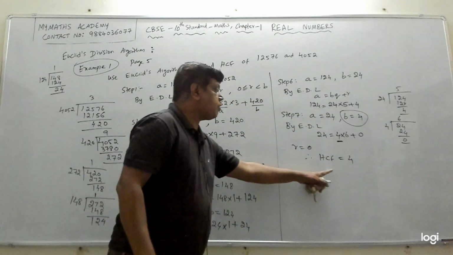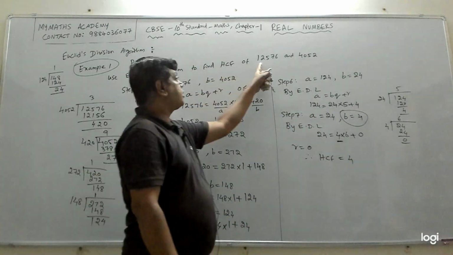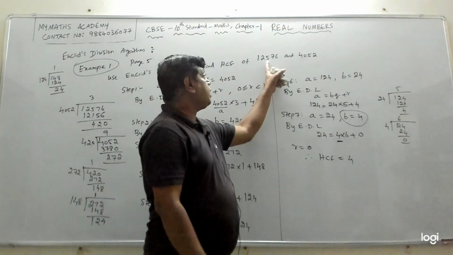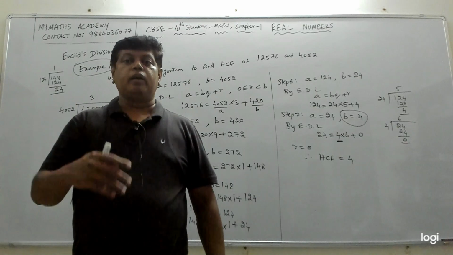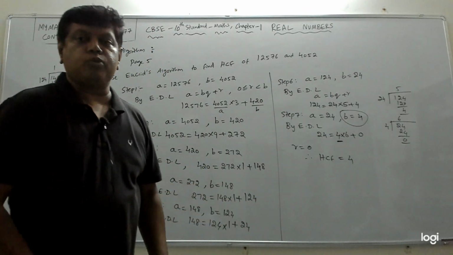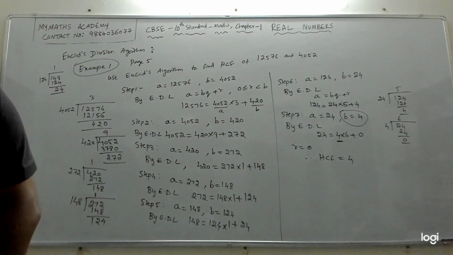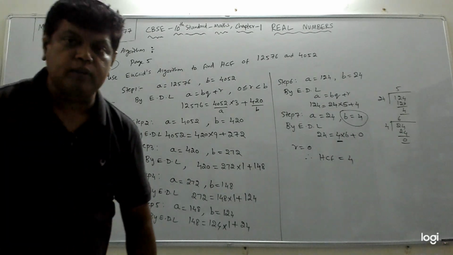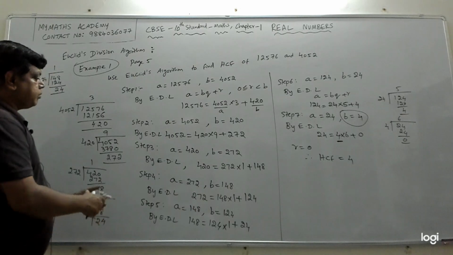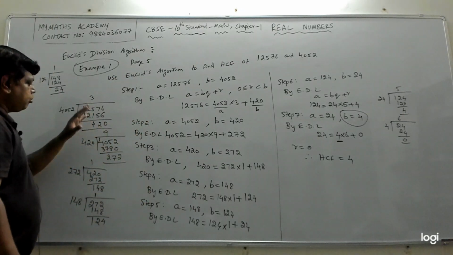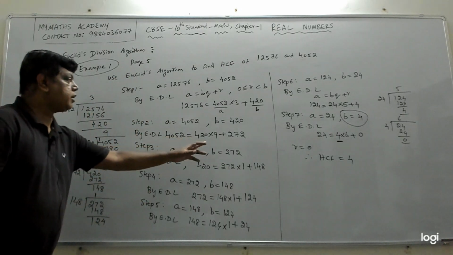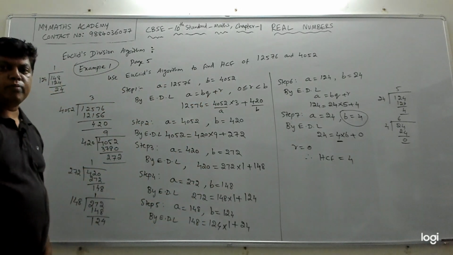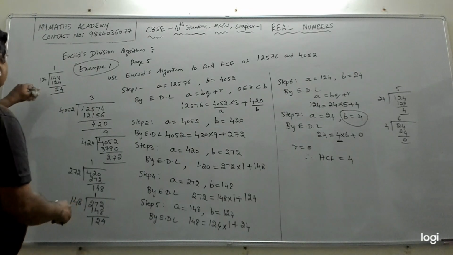So the highest common factor between these two numbers is 4. So 4 is the maximum number that will divide both. You can't find any number greater than 4 that will divide these two. Clear? So this is about example 1. Fine. So it may look lengthy, but you just need to do normal division and then put the quotient and remainder here. You just need to keep applying this step. Fine. So we will go to the next problem.